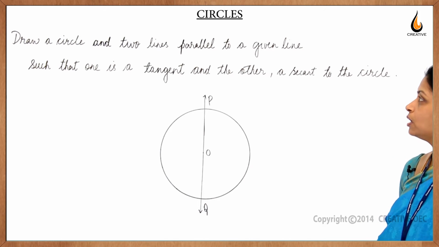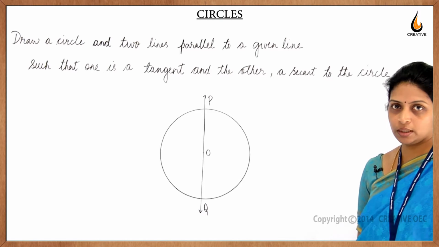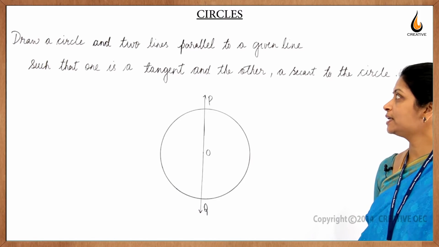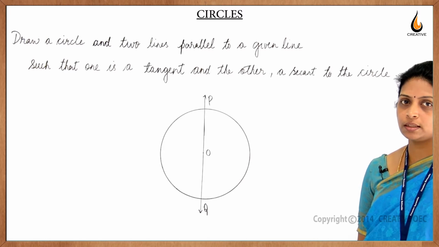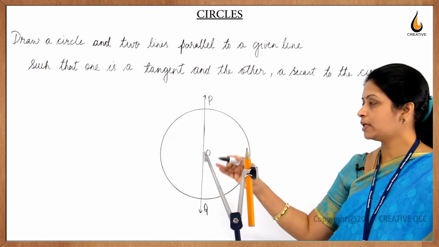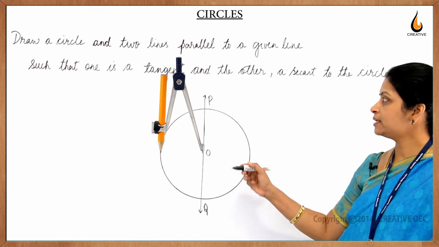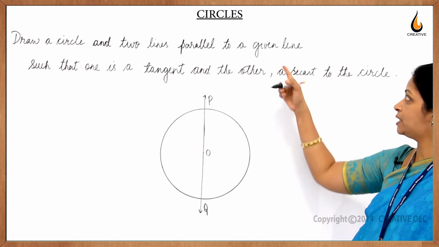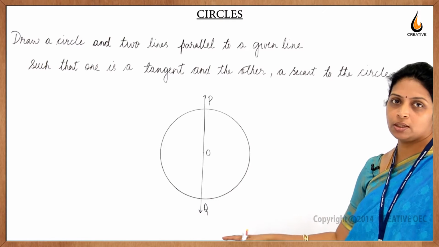Question: draw a circle and two lines parallel to a given line such that one is a tangent and the other is a secant to the circle. For this, first we have to draw a circle. Using a compass, you can draw a circle whose center is at O. Then draw a line that will be the given line. We will take PQ as the given line.